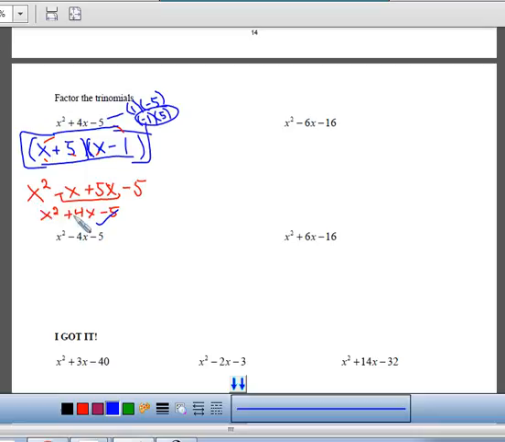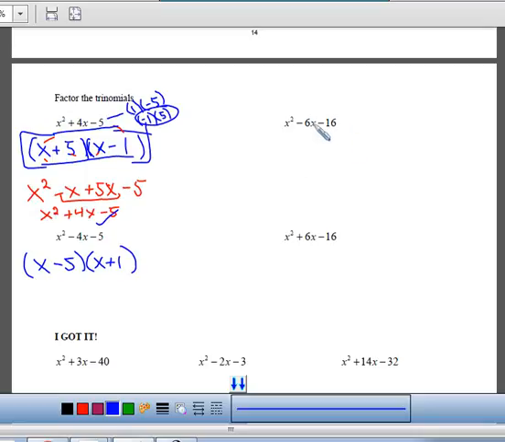So clearly I know what my factors of 5 are. It's either 1 and negative 5 or negative 1 and positive 5. Since I used positive 5 and negative 1 up here, and I look here, my middle term is negative 4. It should be pretty obvious. We've got an x minus 5 and an x plus 1. All right?